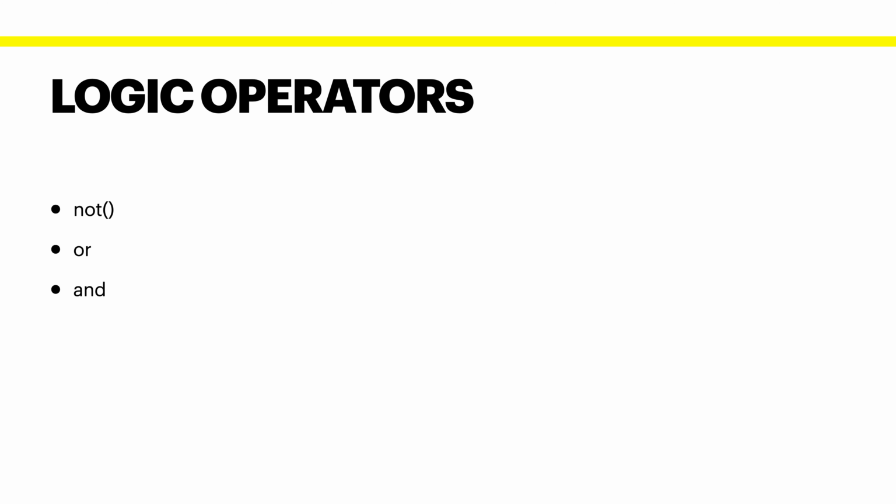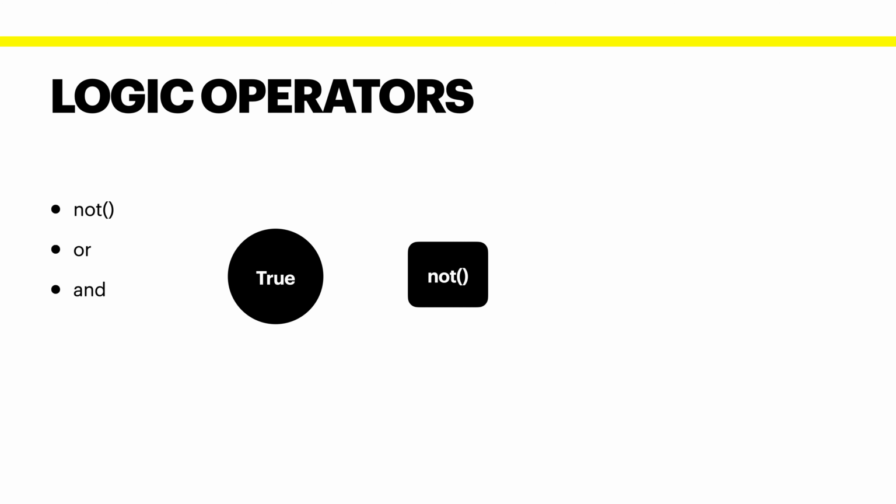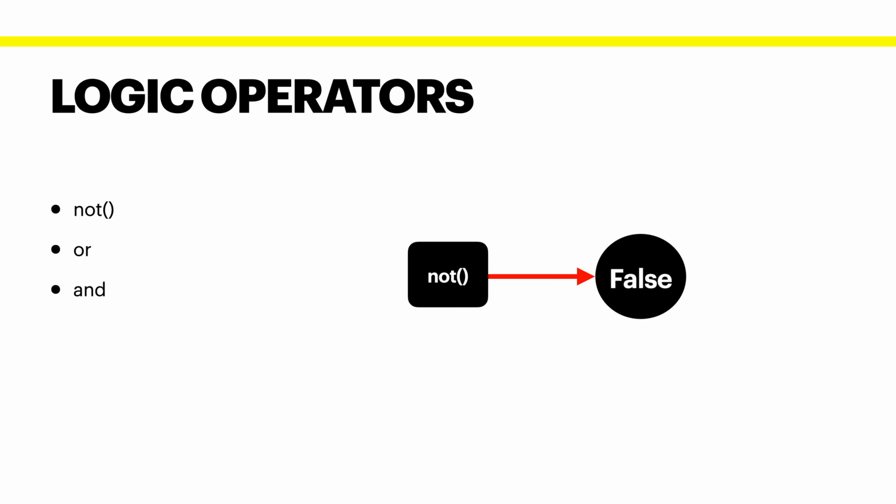Now consider a Boolean value which is true. Okay, and you have a NOT operator. When we pass this Boolean value true to this NOT operator, the NOT operator performs some operations and returns not true, that is false.